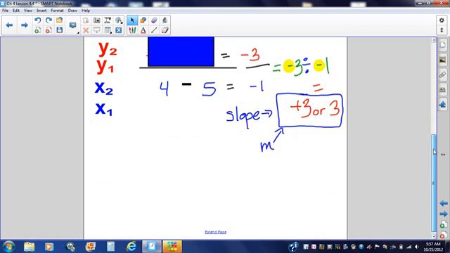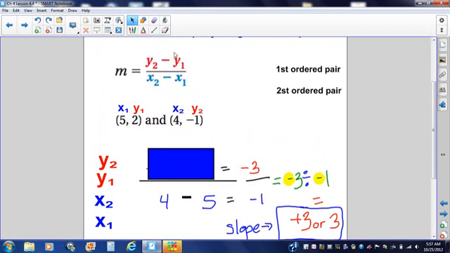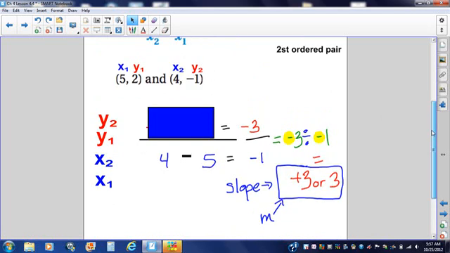Alright guys, that concludes today's lesson. We'll be working with slope some more. Just remember, it's pretty easy. Just plug the numbers into the formula and chug.